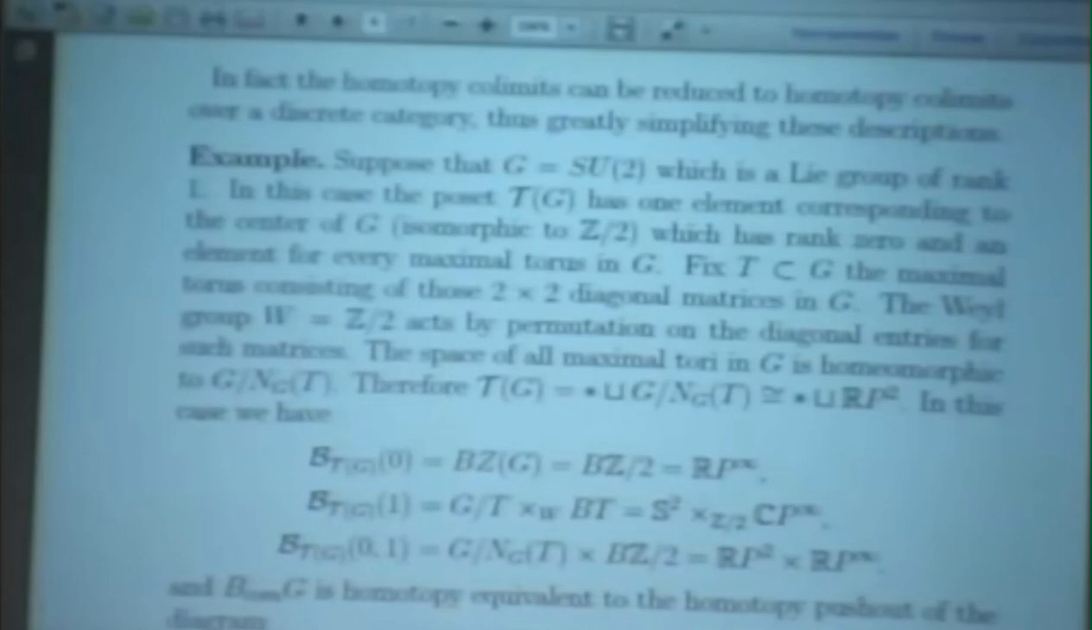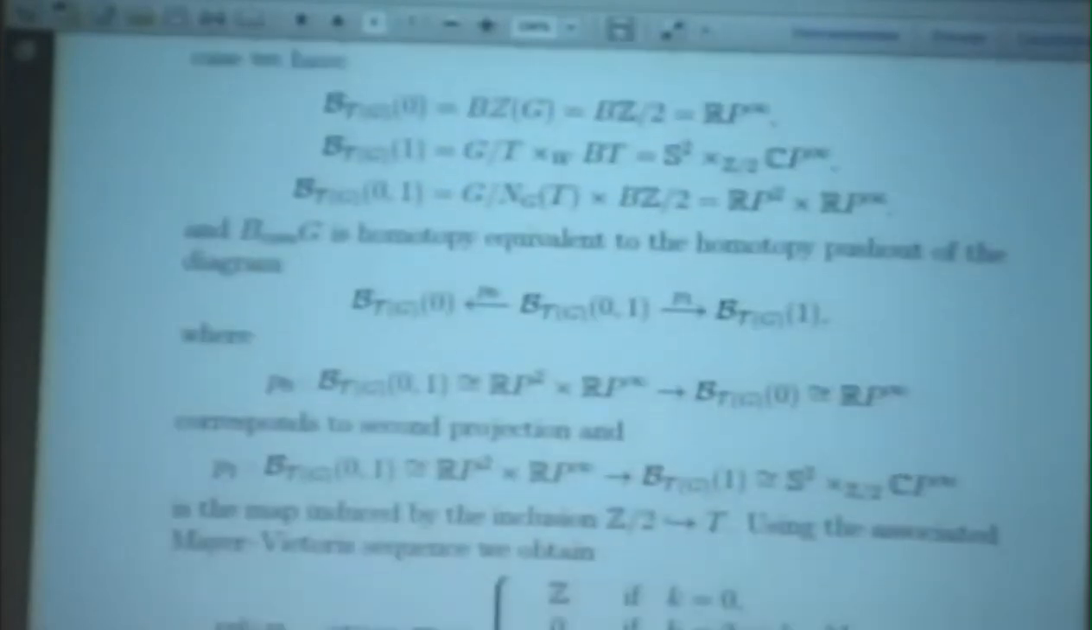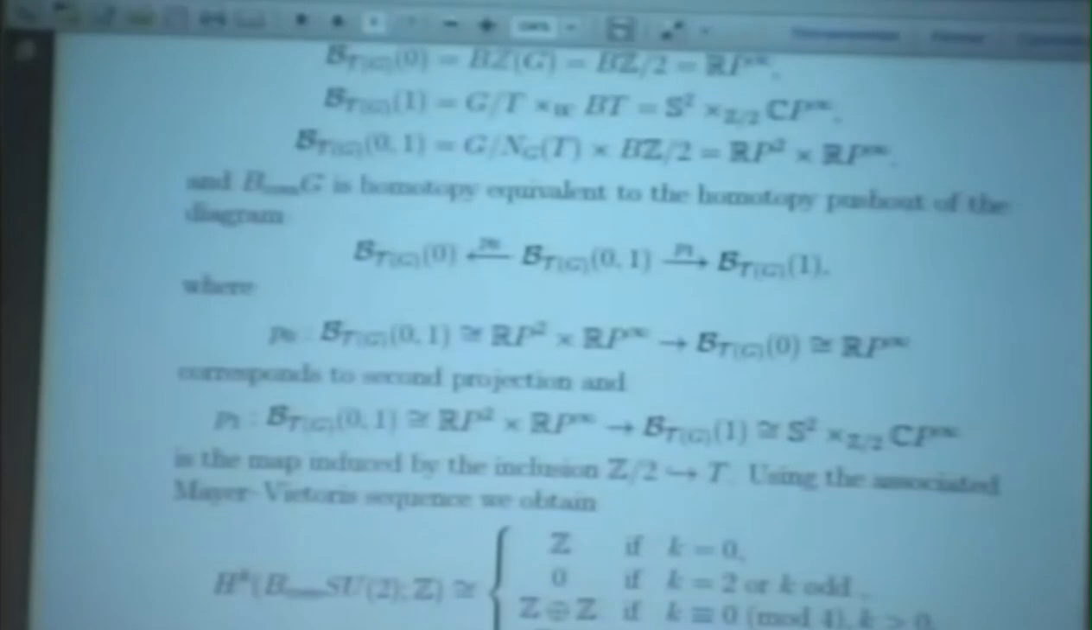Now in this case, you can reduce, as I said, to a discrete category. You'll have an RP infinity, this bundle, here you take S2 cross CP infinity, you divide out by a diagonal action of Z2. And here you just have the product of RP2 cross RP infinity. And B_com of G in this case is homotopy equivalent to the homotopy pushout of this diagram.